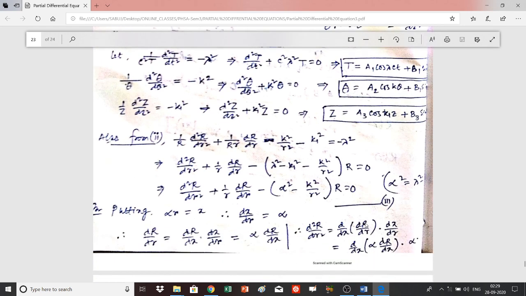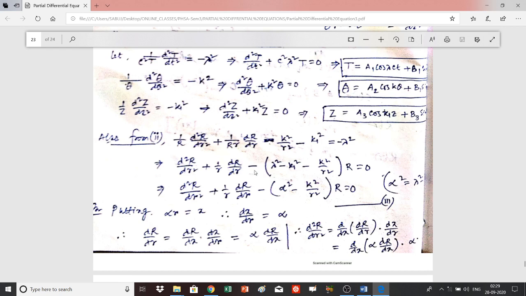Now from here, d²R/dr² + (1/r) dR/dr, take λ² on the other side, then λ² plus... so λ² − k²/r². So this should be a plus sign.